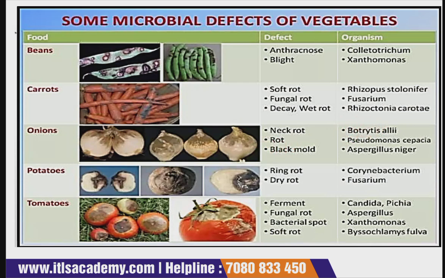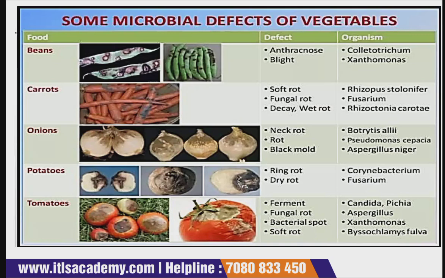Then the third is your onions. If you see the image of the onion, this type of spoilage or defect takes place because of neck rot and black mold, caused by Aspergillus niger or Pseudomonas species or Botrytis allii. Then come the potatoes. The potato surface also gets spoiled. The first reason is ring rot. Second is dry rot, caused by the bacterium and Fusarium.